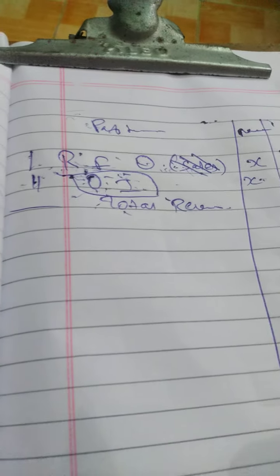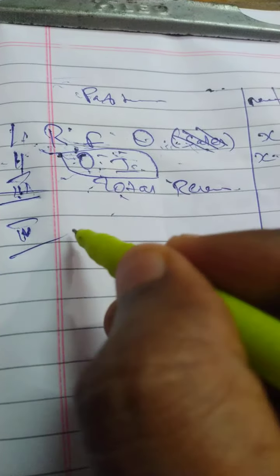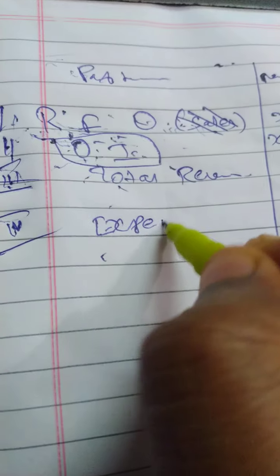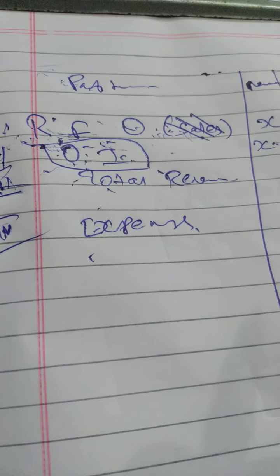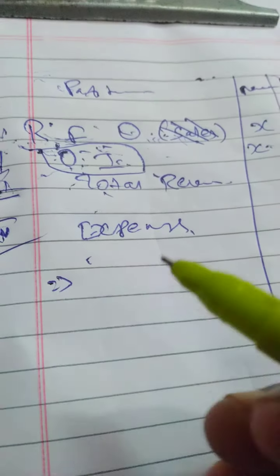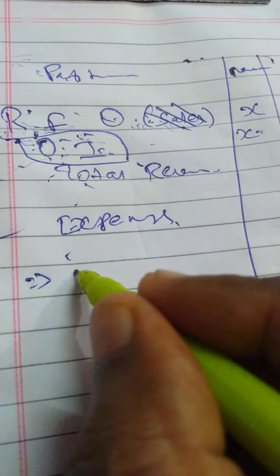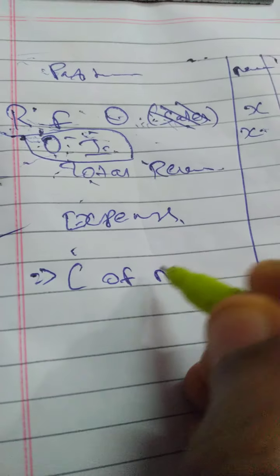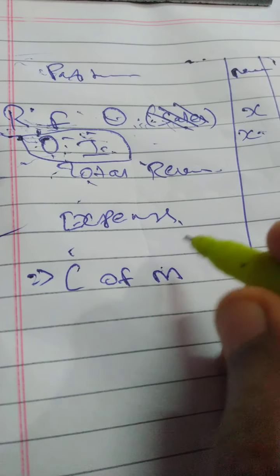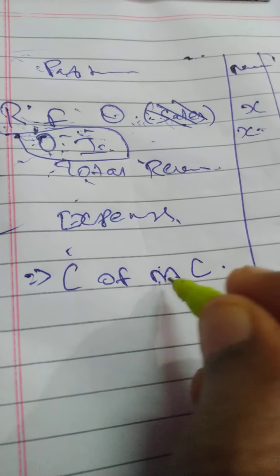Then come to the expenses. Total income is item 3; 1, 2, 3 is over. Then fourth, income is over. Then ultimately you will get expenses. Under the expenses, the first item as per the format is cost of material. Note down this word: cost of material consumed.